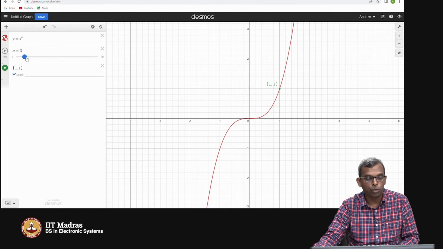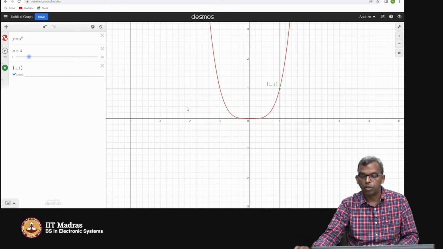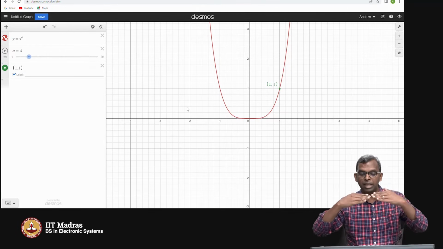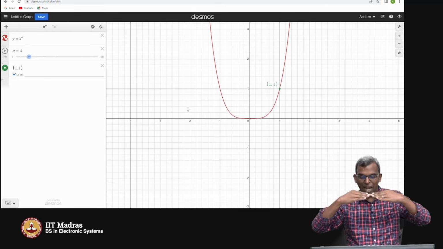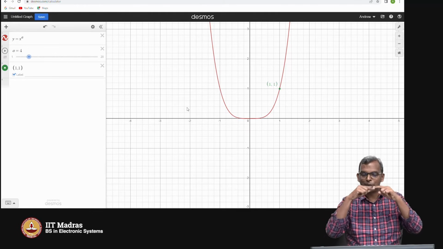So this will repeat now. If you go to a equals 4, see again you get this U type of function, but you can see that it is flat around 0 for a longer time, like typical behavior, right?